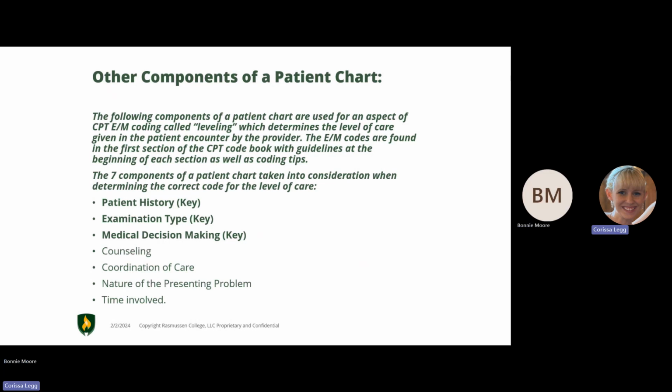First of all, that provider has to understand the patient history. They have to indicate the type of examination, new or established. Is this a consultation? Is it a hospital visit? Then there's something also called medical decision making. What is the level? That's a key determining factor in an E&M code.